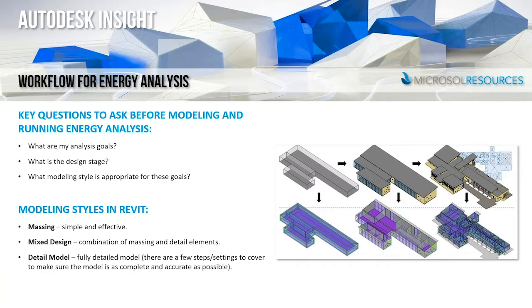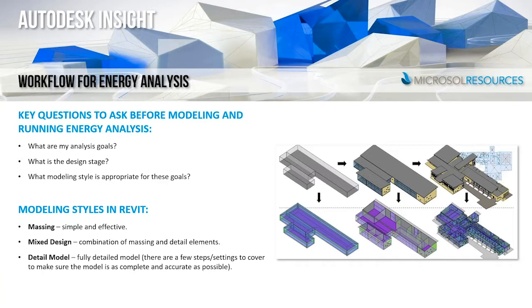energy analysis. So depending on what stage you're at and what your goals are, there are going to be different levels of detail within your model, anything from massing to something that's basically in design development or even CDs. So for the sake of this discussion, there are basically three types of modeling styles. The first is massing, as I just mentioned. That's the simplest and one of the most effective ways to use Revit to optimize energy for building design.